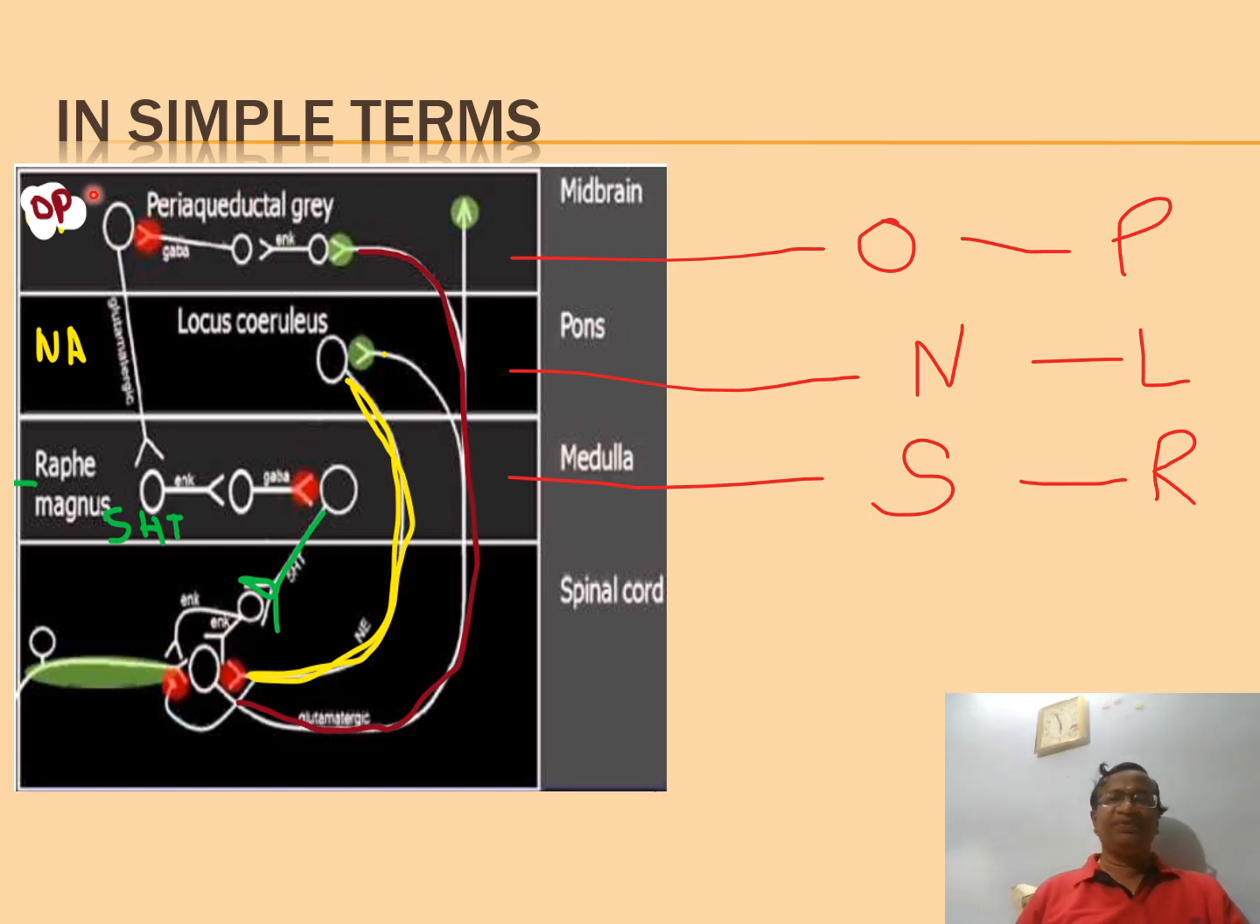Periaqueductal gray, opioids. Locus coeruleus, noradrenaline. This is serotonin, nucleus raphe magnus. The prime chemical: periaqueductal gray, opioids. This is norepinephrine in locus coeruleus. Raphe magnus, NRM, nucleus raphe magnus. Midbrain, pons, and this forms the brainstem. So opioids, noradrenaline, serotonin: periaqueductal gray, locus coeruleus, and nucleus raphe magnus.